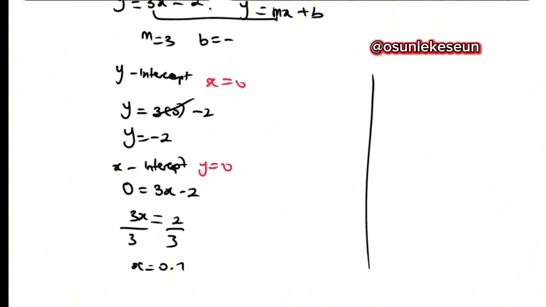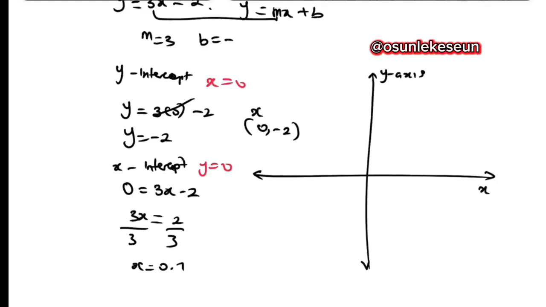But for our goal, now let's try to sketch this graph. This is our y-axis, and this is the x-axis. This is the positive y-axis, this is the negative y-axis, this is the positive x-axis, and this is the negative x-axis. So when x is 0, what is y? y is minus 2. So the coordinates for this point on the y-axis are 0 comma minus 2. We write it in this form: x first, then y. In this case also, x first, that's 0.7, and y equals 0. When x is 0.7, y equals 0.